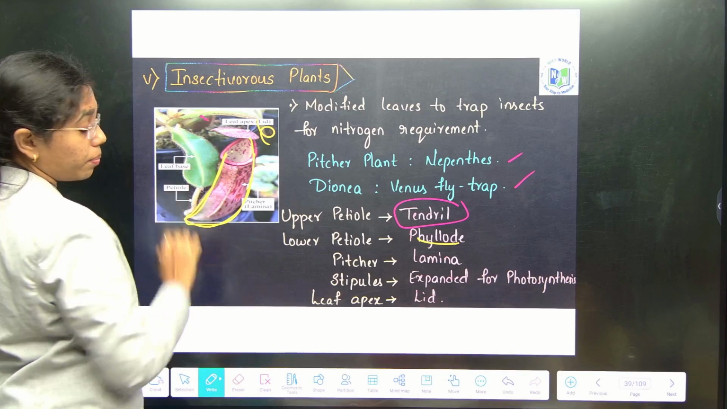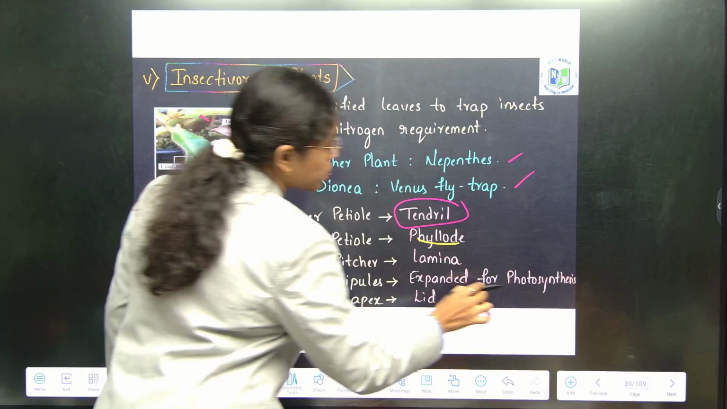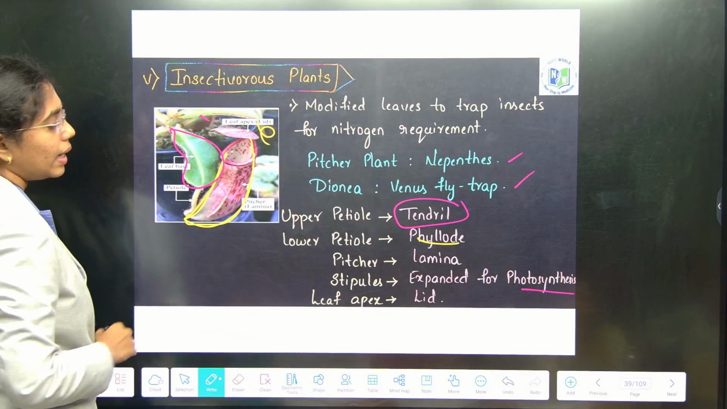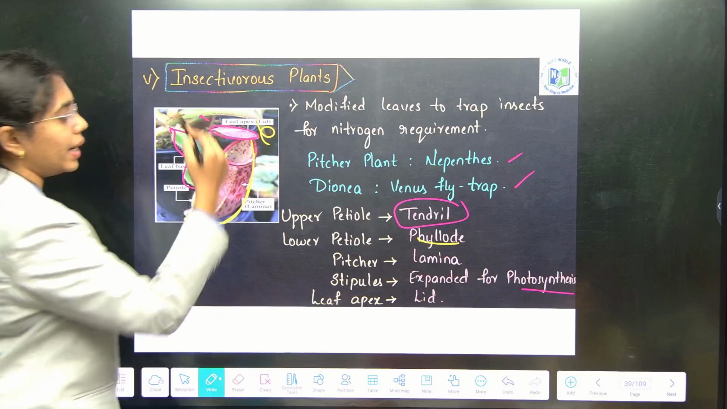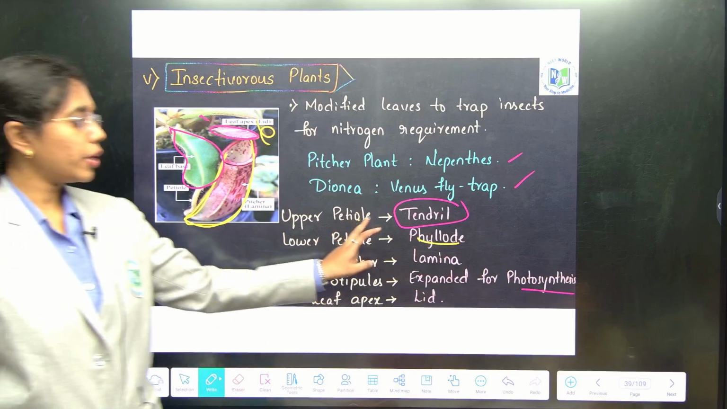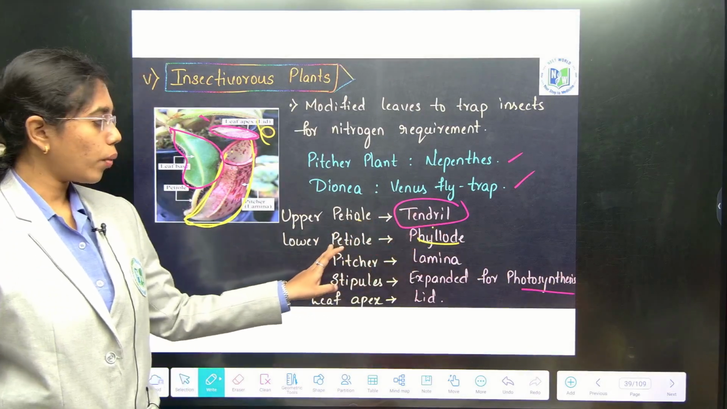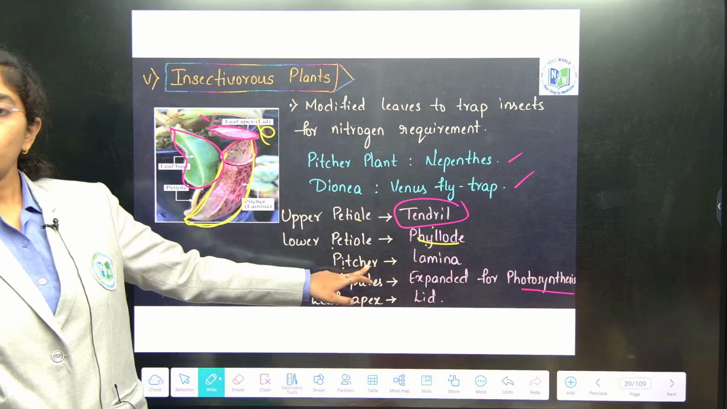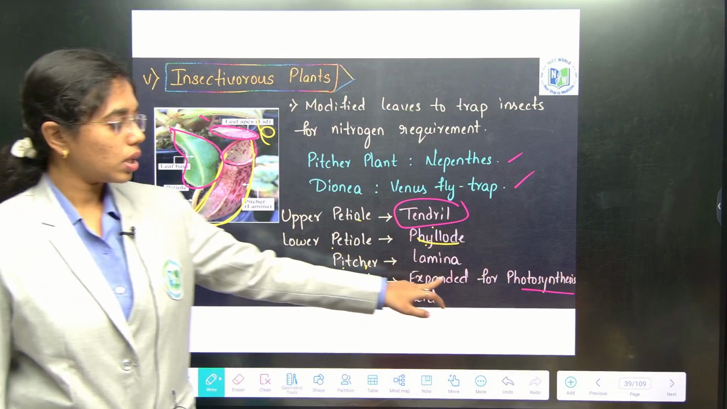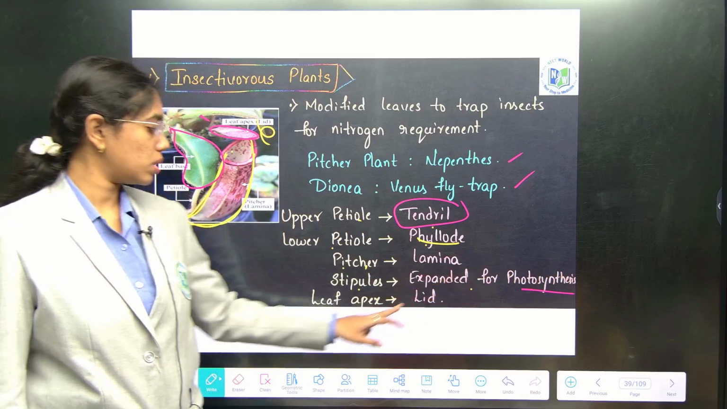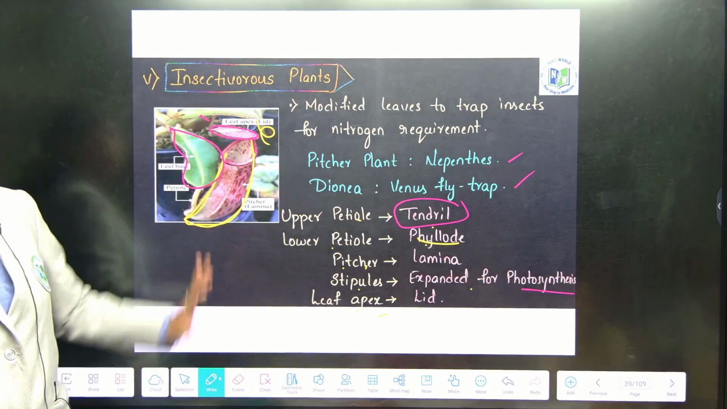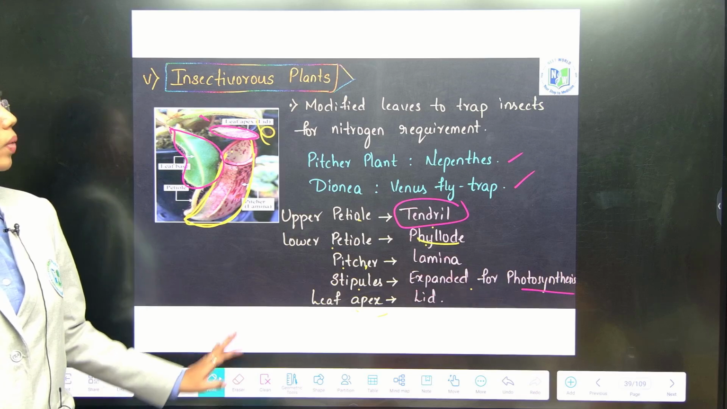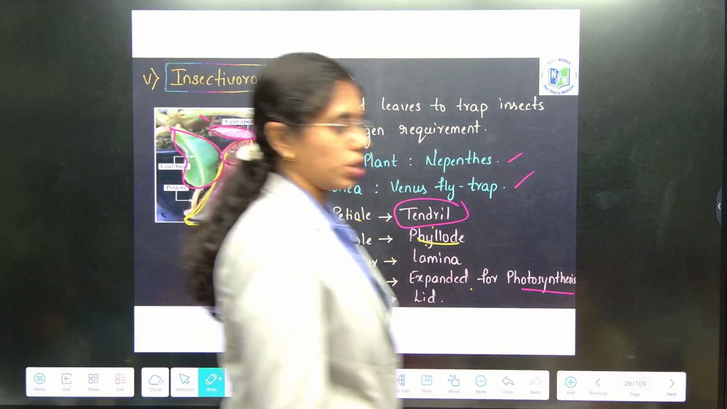Stipules are there, right? Bract-like structures. They are expanded and they are performing what? Photosynthesis. And leaf apex is modified to what? Lid. Upper petiole to tendril. Lower petiole to phylloid. Lamina is modified to pitcher. Stipules expanded for photosynthesis. Leaf apex is modified to lid. Okay, clear? This is the insectivorous plants modification.